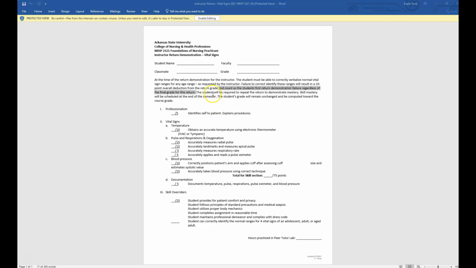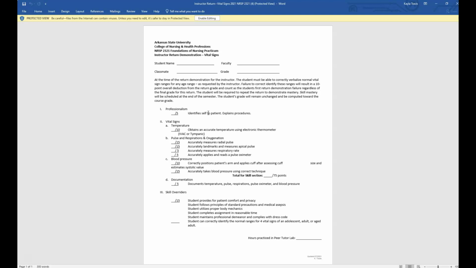The other thing that I want to point out here is this is how we as instructors are going to be grading you. Did you identify yourself to the patient? Did you say, "Hi, my name is Kayla Travis. I'm going to be your nurse today, and I'm here to take your vital signs." When you need to lift up the shirt of the patient to take the apical pulse, did you explain to the patient what you were about to do? That's what we're looking for there for those 5 points.